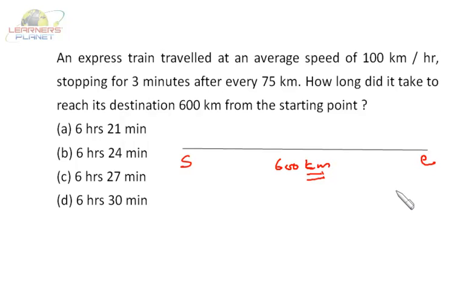So precisely it is taking just 7 stoppages during the journey. Per stoppage is 3 minutes, so in all it is 21 minutes. So at 100 kilometer per hour, it will take 6 hours plus 21 minutes. That means in all it will take 6 hours 21 minutes to reach the destination.